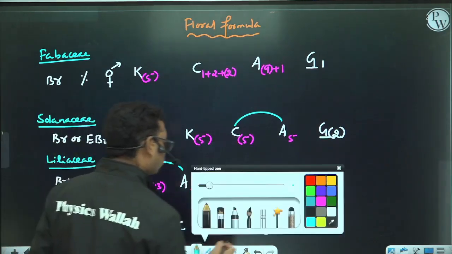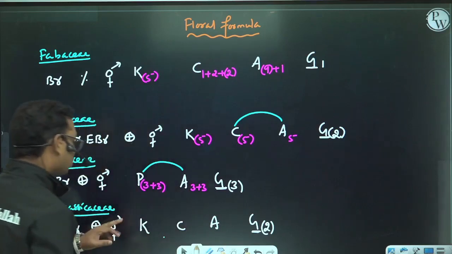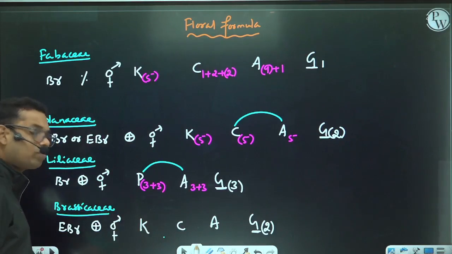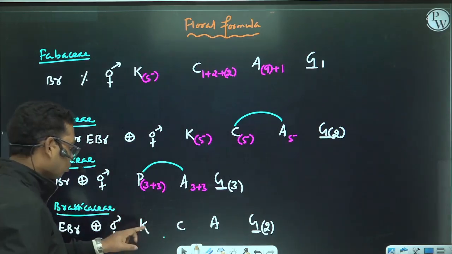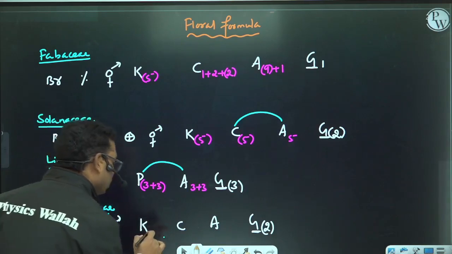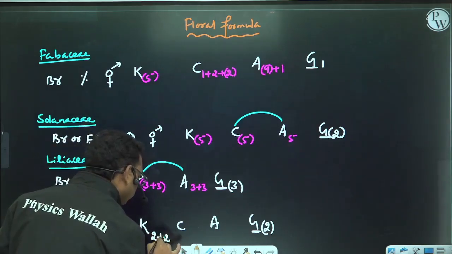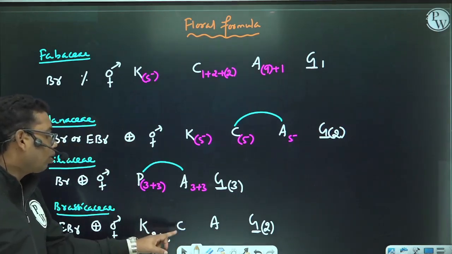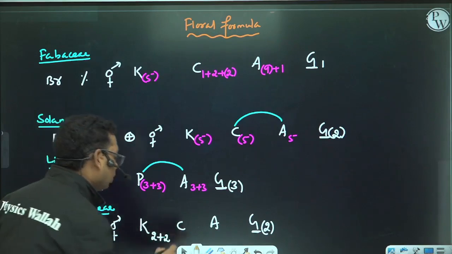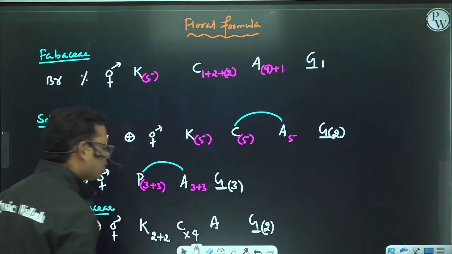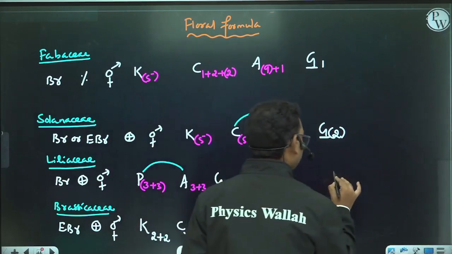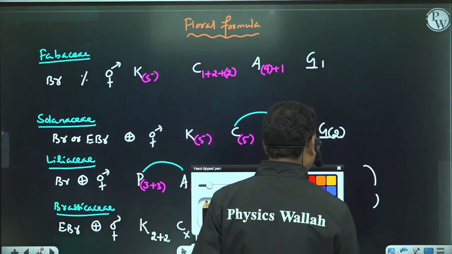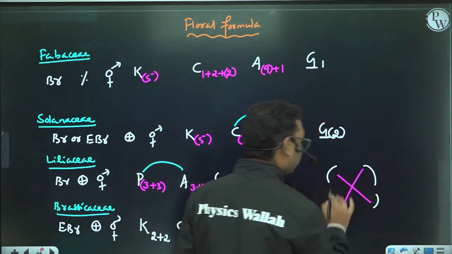In case of Brassicaceae, the calyx sepal, petal and androecium, what will be the number? Okay, so what about the number of sepals? The number of sepals is 2 plus 2. Okay, 2 outer sepals will be there and 2 inner sepals will be there. Okay, what about the corolla? The number of corolla will be x4. So what is x4? That means the petals. So this is one petal, this is another petal, these are the petals. So they are arranged in a manner, so x shape.